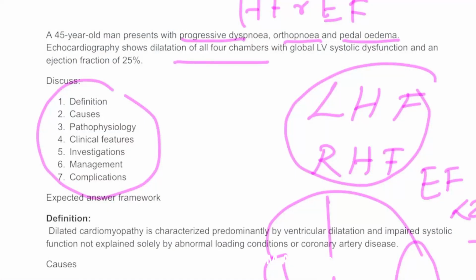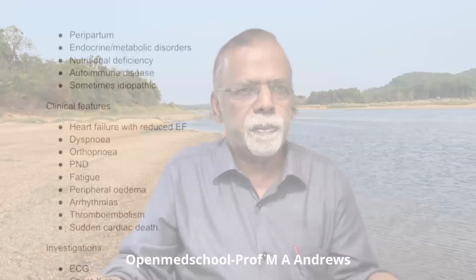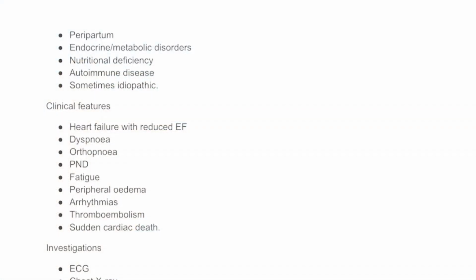So causes, as mentioned: genetic, viral and inflammatory myocarditis, alcohol, chemotherapy drugs, and one more thing is tachycardia-mediated cardiomyopathy. You should remember peripartum cardiomyopathy. It's a very important condition. You should keep in mind peripartum cardiomyopathy. Then endocrine conditions and metabolic diseases, nutritional deficiency, autoimmune disease, and sometimes idiopathic.